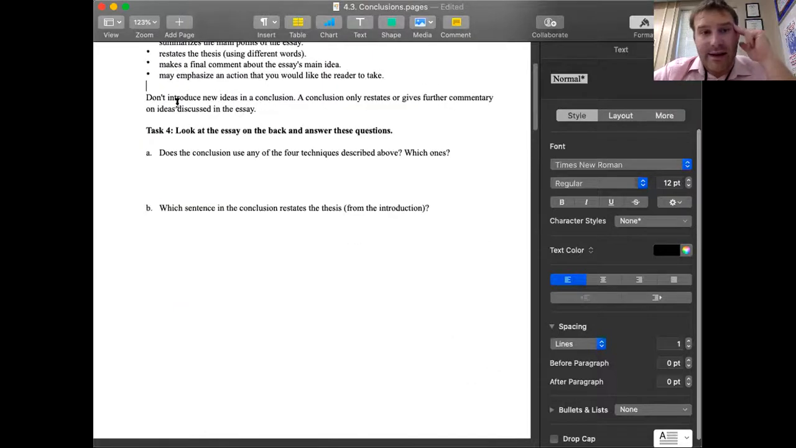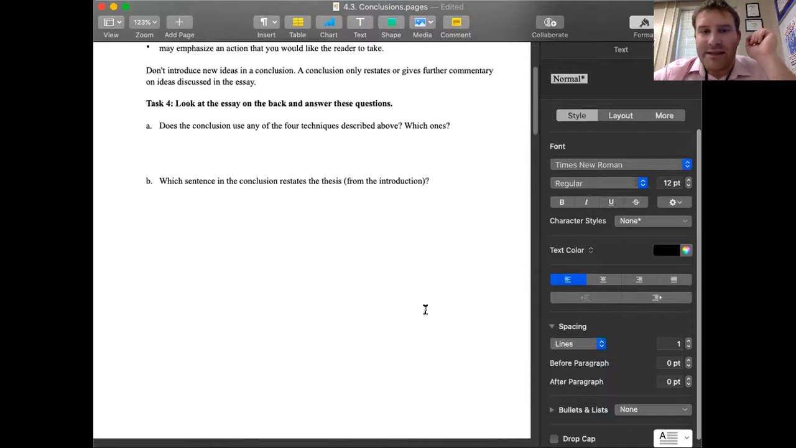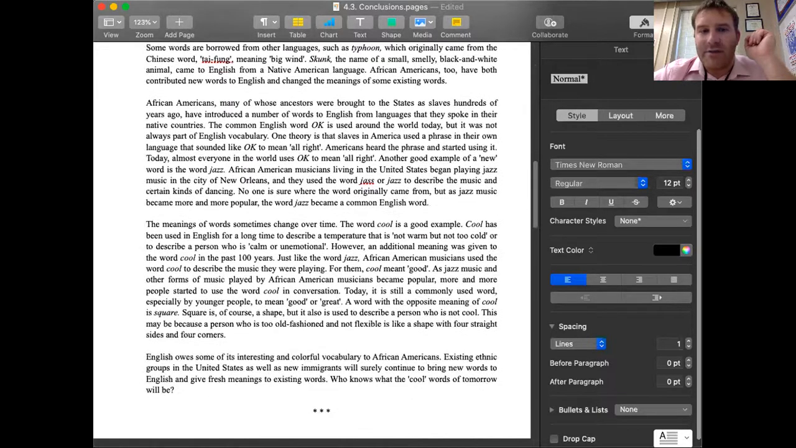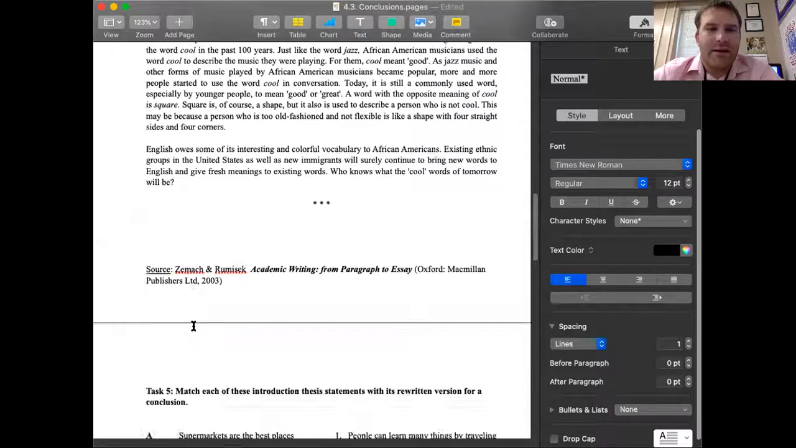So here's the essay on the back, and you need to answer these 2 questions. Does the conclusion use any of the 4 techniques mentioned above? And which sentence in the conclusion restates the thesis from the introduction? Here's the introduction, here's the conclusion, here's the body. You need to read the essay because it's a good essay, and you need to know if they summarize any of the main points of the essay.